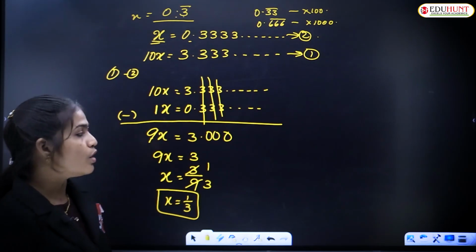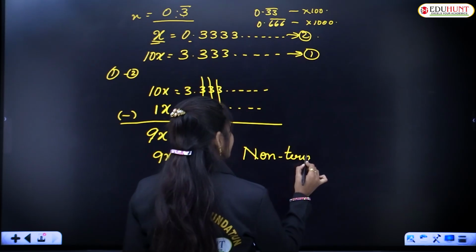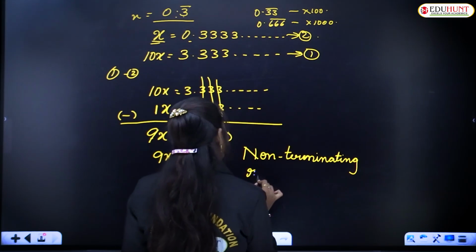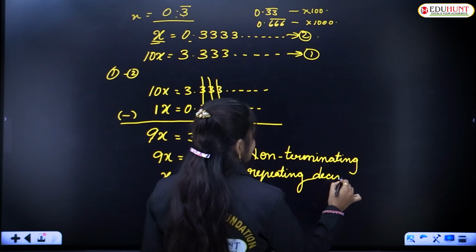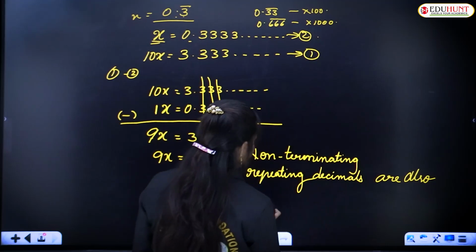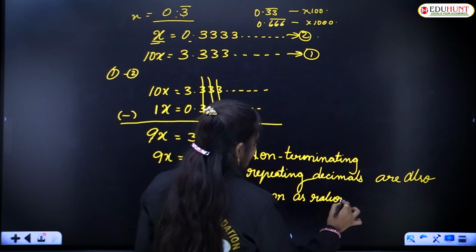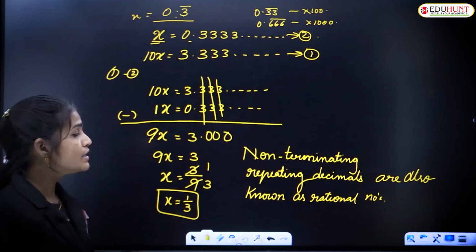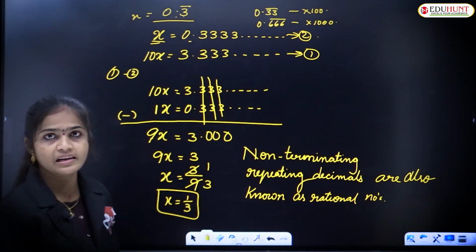So that's why non-terminating recurring or repeating decimals are also known as rational numbers. Am I clear to you? Okay. So any non-terminating repeating decimals we can also say are rational numbers.